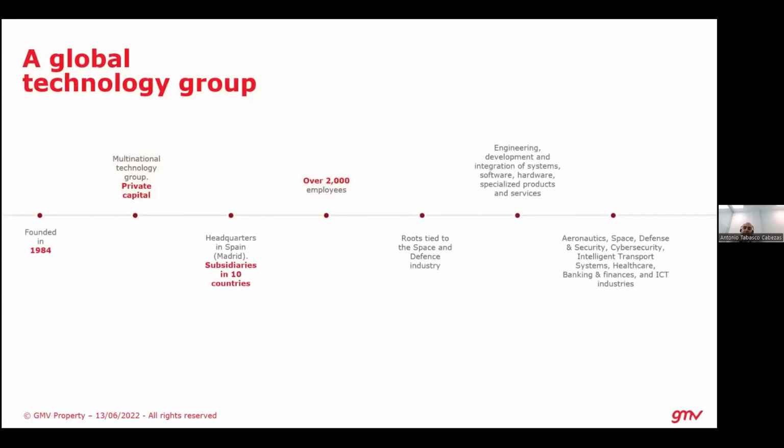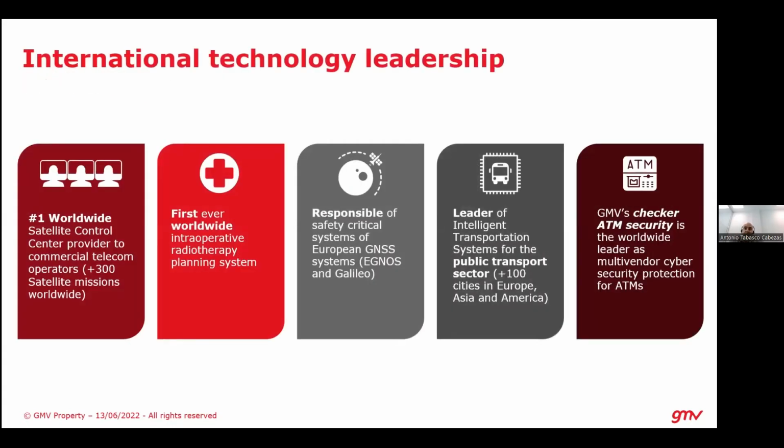Just for you to understand, GMV started in 1984 as a spin-off of the university. From that moment, we grew until the current situation where we are an international group with close to 3,000 employees. We started in the space domain, but we extended our activities to many other domains that you will see later on. So for us, innovation has been a must during all this period. In particular, the innovation has been applied, as you can see, to these quite different areas.